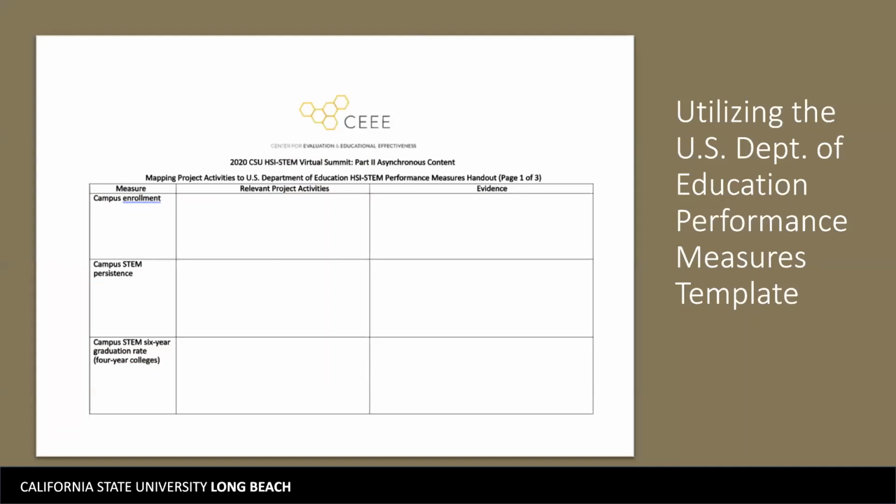The final handout that we have provided is the template shown here, where you can map your program activities and the corresponding evidence to the U.S. Department of Education HSI-STEM performance measures like you did in the previous handout, where you mapped your program activities to the GI 2025 pillars. Or if you would like, you can create a more detailed template or table where you can map your program activities to both the GI 2025 goals and the U.S. Department of Education performance measures.